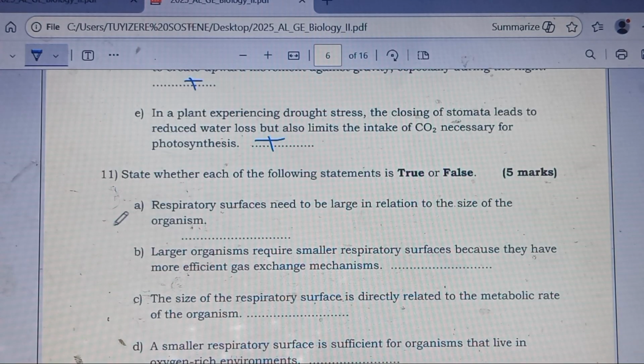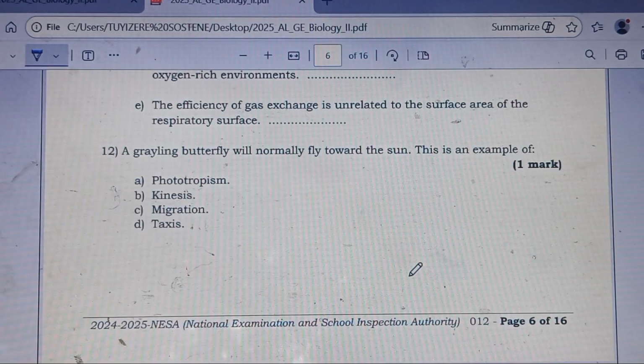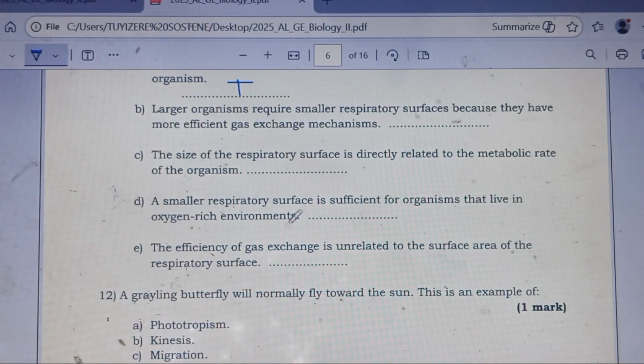Question number 11. State whether each of the following statements also is true or false. A. Respiratory surfaces need to be large in relation to the size of the organism. True. B. Larger organisms require a similar respiratory surface because they have a more efficient gas exchange mechanism. Here it is false.